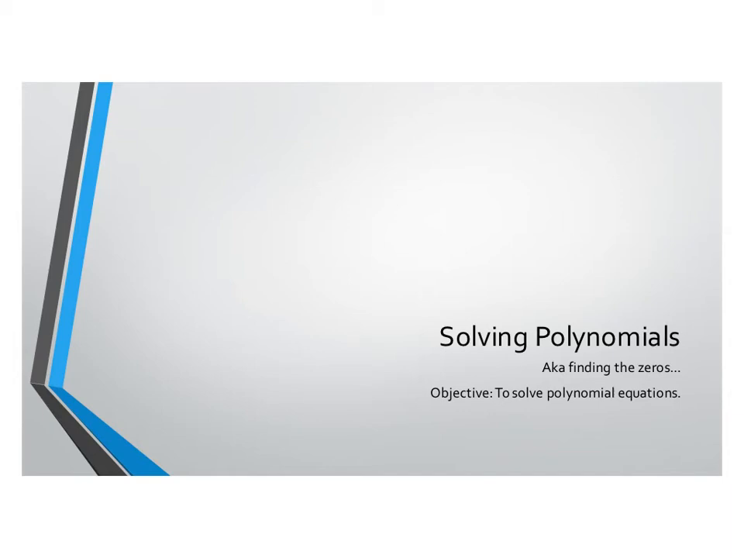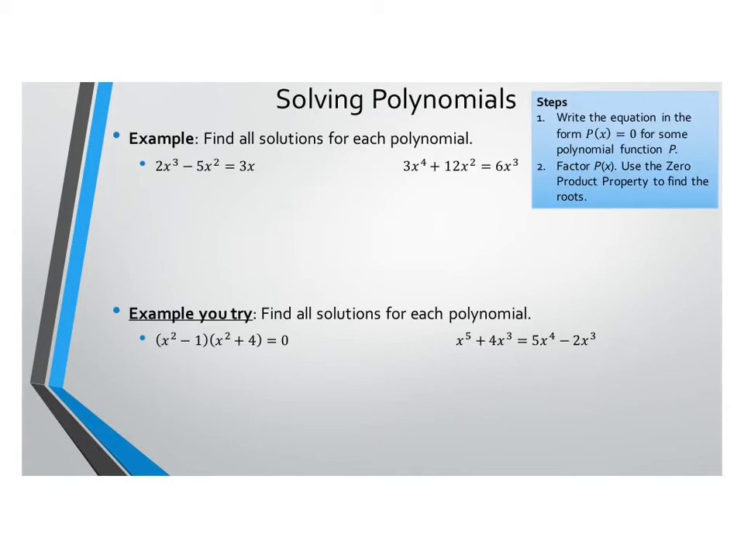Today we are going to solve polynomial equations, meaning we're going to find zeros or roots or x-intercepts. So when we find all solutions for each polynomial, notice we have two primary steps. The first one being we're going to make the polynomial equal 0. And then we're going to factor if possible and then use the zero product property to find the roots.